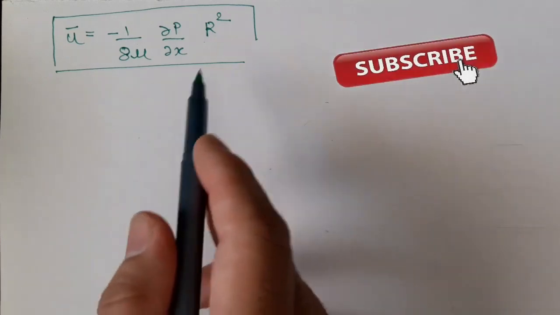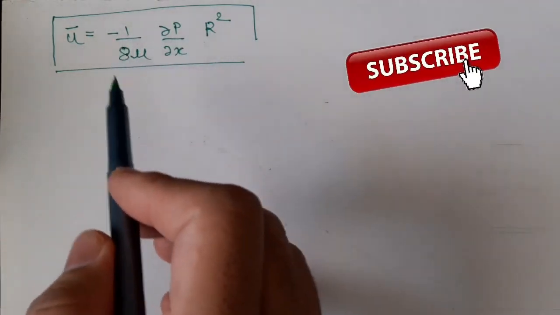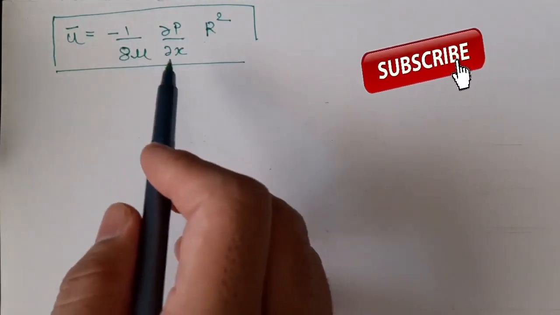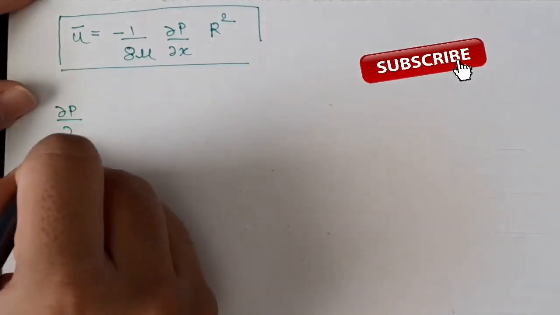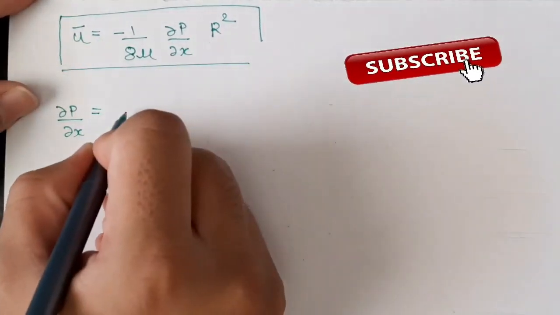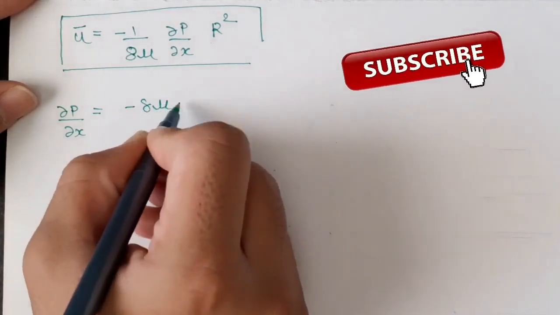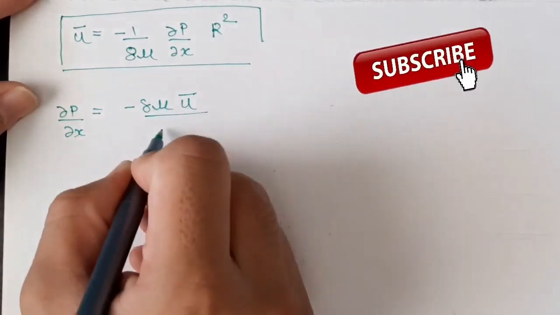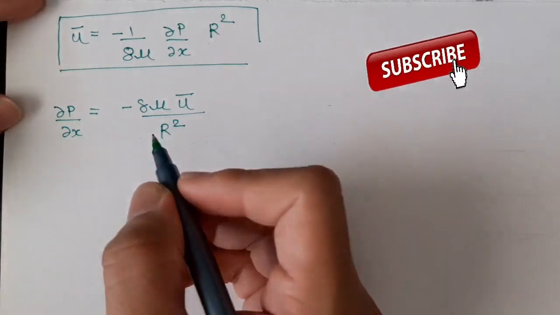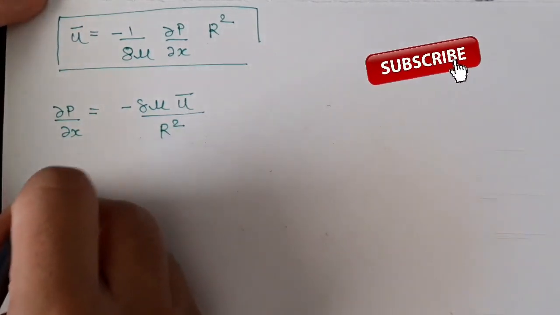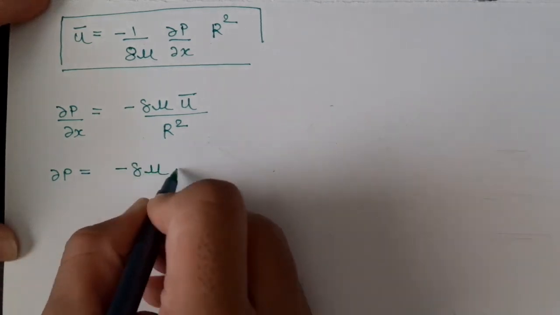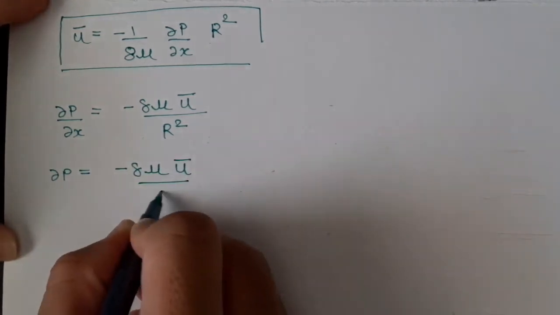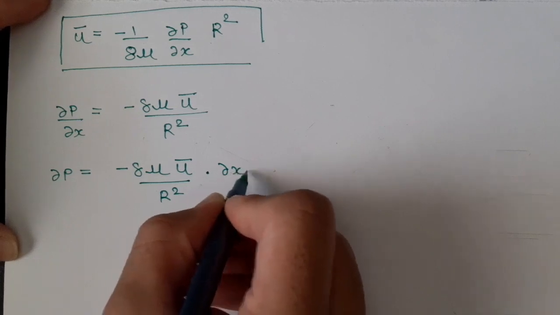So here we want the pressure drop. From this equation we can see the only term which relates the pressure is del P by del X. Taking it on one side, del P by del X equals minus 8 mu U bar upon R square. So del P equals minus 8 mu U bar upon R square into del X.